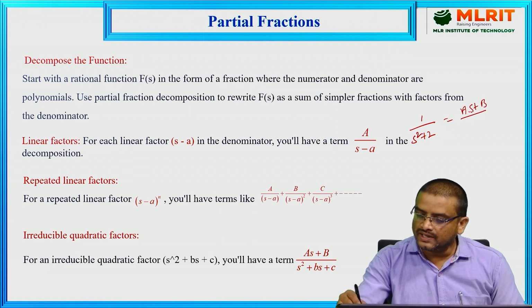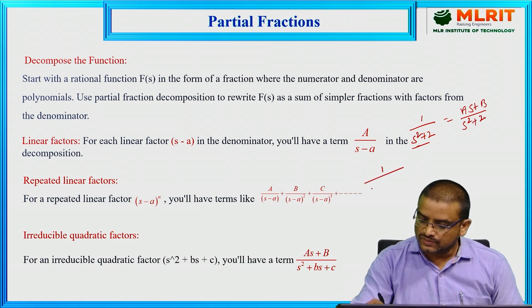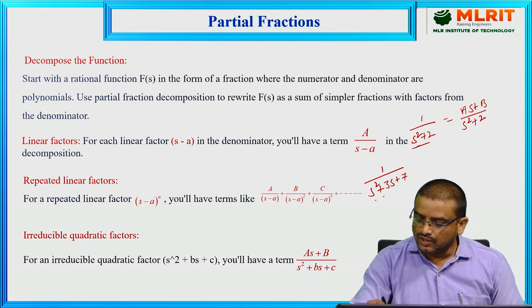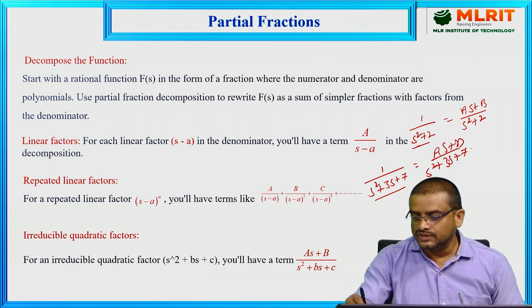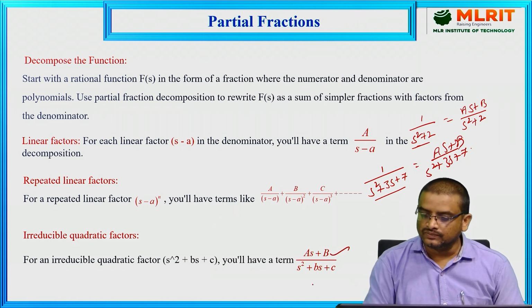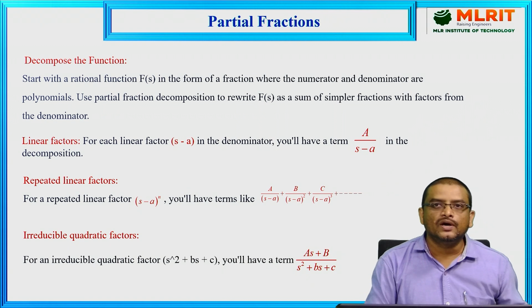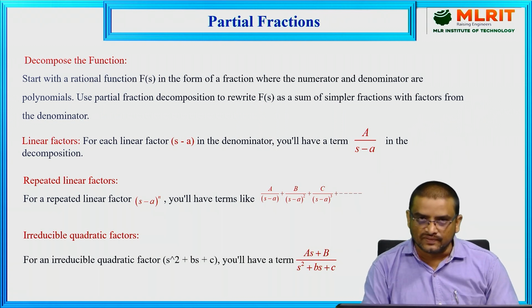So why are we taking s here? Because the function is in terms of s. So we have to take as plus b by s square plus 2. And similarly, for suppose s square plus 3s plus 7, if it is not reducible, then we can take this as as plus b by s square plus 3s plus 7. So this is the way we can apply this. So these are the three cases we have to remember before applying the partial fractions.